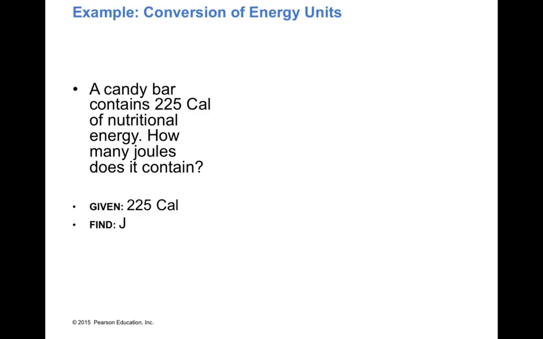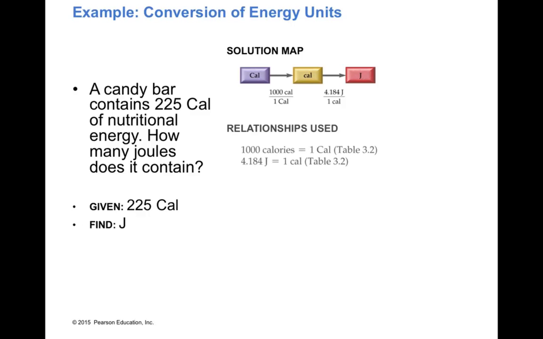Let's do the solution map. We need to go from nutritional Calories to calories, and then to joules. To do this, we need two conversion factors. We know that one nutritional Calorie is equal to 1,000 calories, and also that 1 calorie is equal to 4.184 joules. We found those relations in the table that we saw previously.